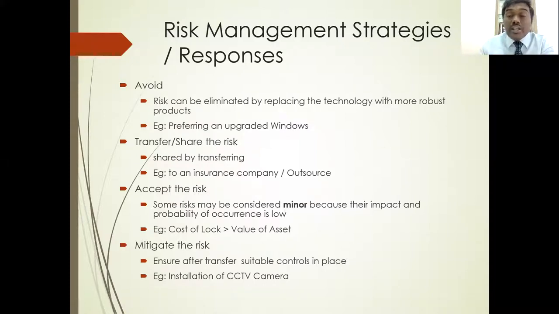Next, transfer or share the risk. This is where you sort of enter into an insurance company. You outsource that risk. All these possibilities are there. You share or transfer the risk. So you give it to somebody else.